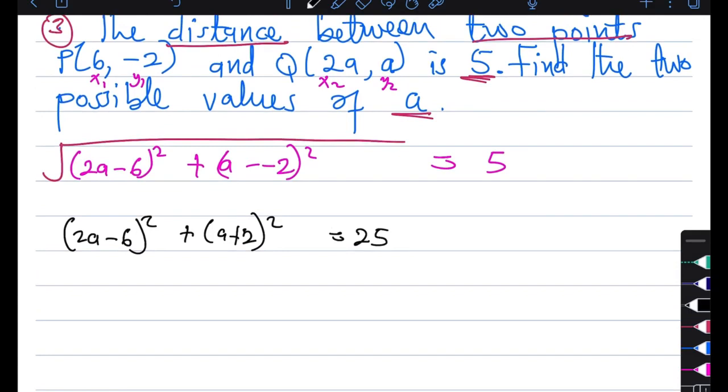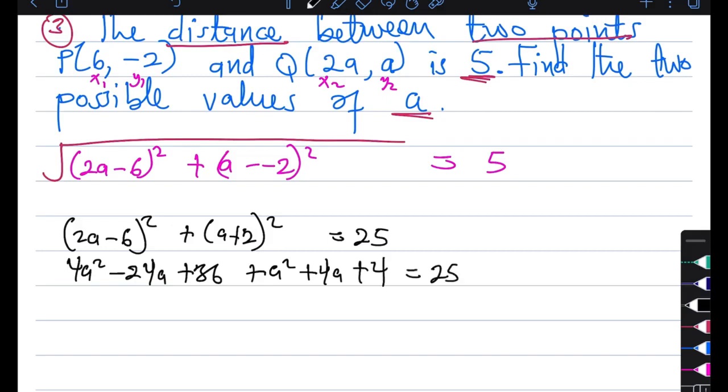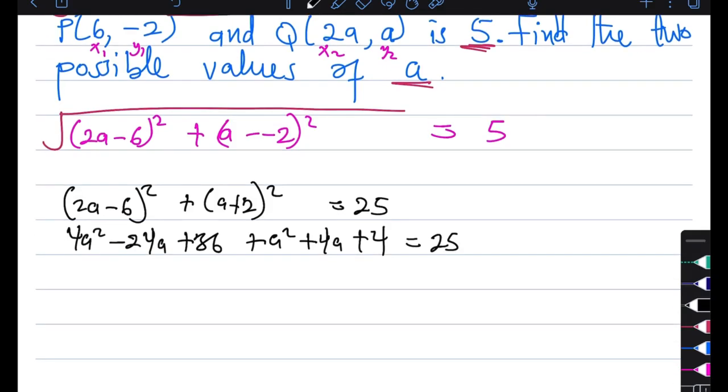If I expand this first bracket, I'm going to get 4a squared. Now 2a times negative 6 will be negative 12a, times 2, that's negative 24a. Then negative 6 squared is 36. Let's expand the second one. We have a squared, a times 2, 2a, times 2, that's 4a, plus 4 is equal to 25. All right, so let's group the like terms.